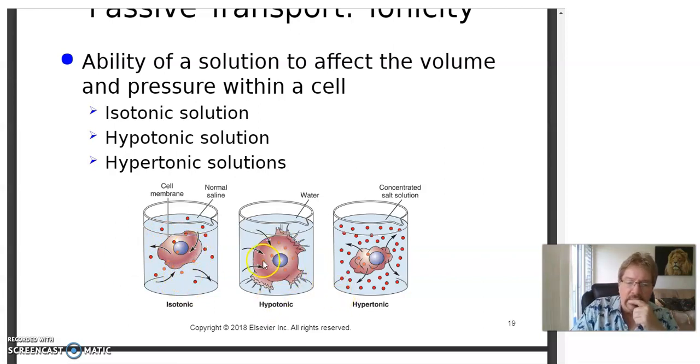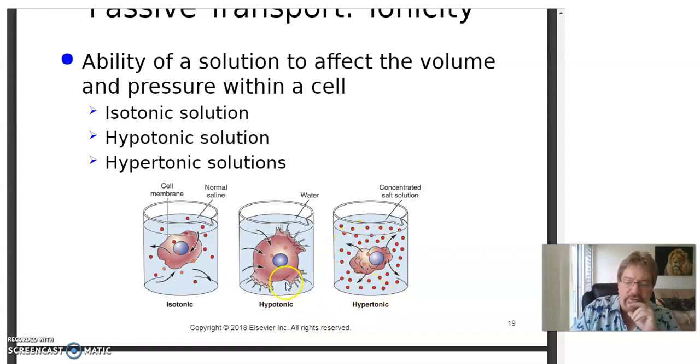So as long as it's the same outside and inside the cell, it's isotonic. Hypotonic is when there's a lot more salt inside in whatever imaginary cell this is, than out here, and it will draw water into it. In fact, it can make it burst eventually. In a hypertonic solution, hypo means less than something, hyper means more than something, like hypertension, elevated blood pressure.